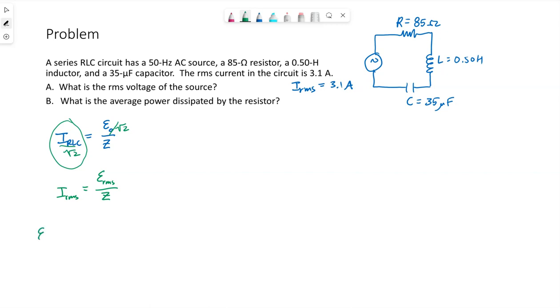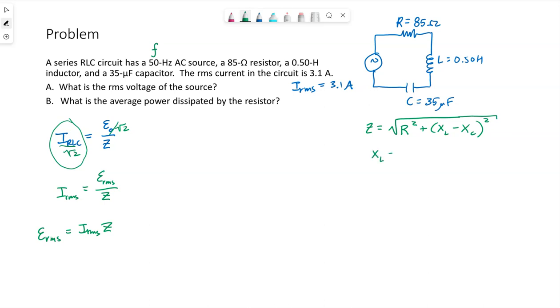In this particular case, we want the ERMS, the source voltage, which means we need to figure out what Z is, the impedance, which we can totally do. We're given the frequency of 50 Hertz. In an RLC circuit, in series specifically, Z is the square root of R squared plus the quantity of XL minus XC squared.